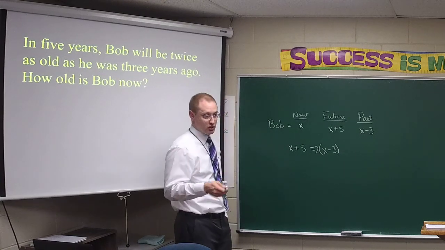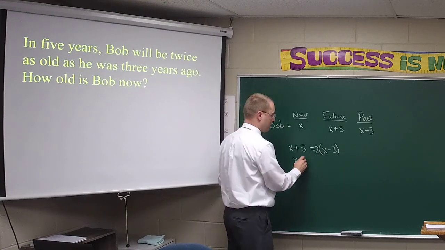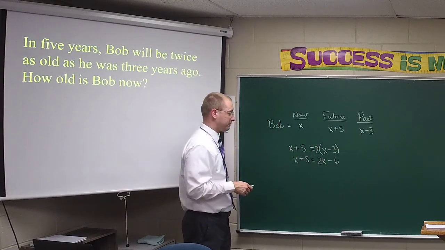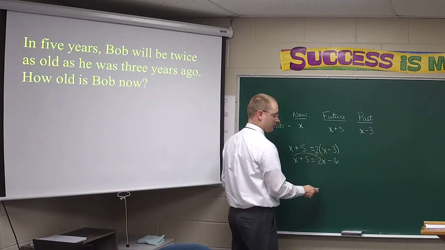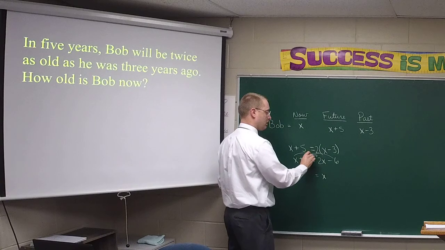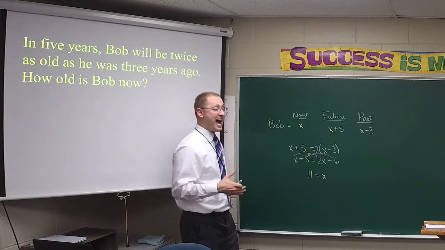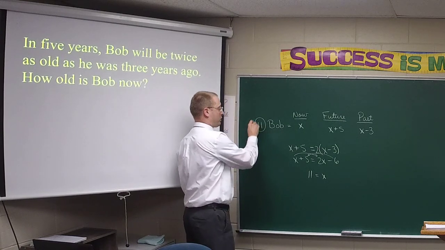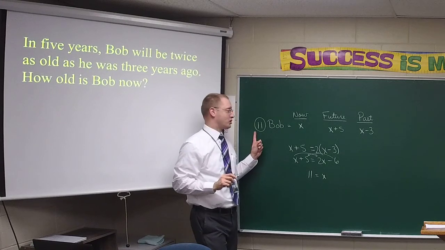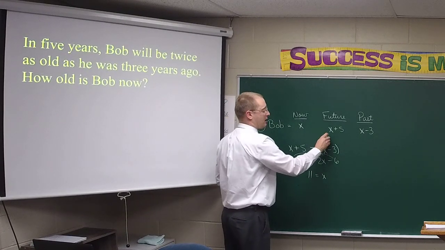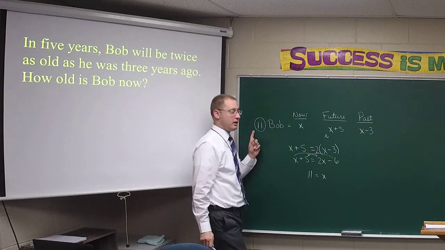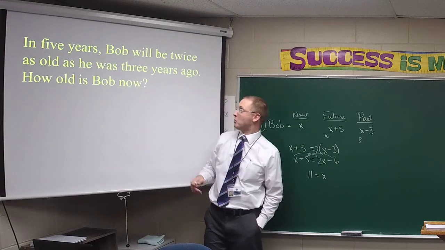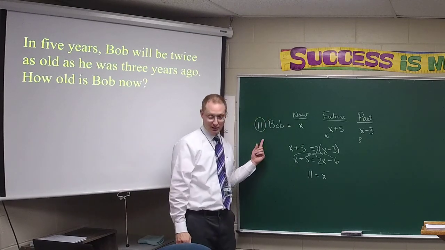And from here we simply solve. We will distribute to get 2x minus 6. And then we should do what, Maddie? All right, so apparently right now, which is what the problem asks, it says how old is Bob now? Class, apparently Bob is 11 years old right now, which means future Bob is going to be 16. And past Bob would have been 8. And future Bob will be twice as old as past Bob. But we're concerned with right now Bob. And right now Bob is 11.